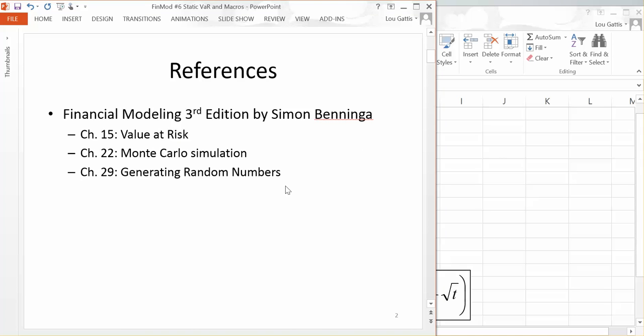Good references for material on this topic are Financial Modeling by Simon Benninga, chapters on Value at Risk, Monte Carlo Simulations, and Generating Random Numbers.